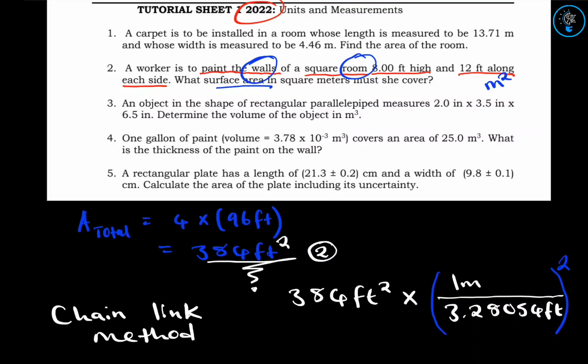So when you multiply 384 times 1, you get 384 divided by 3.28054. And that will give us a value of 117.05 in meters squared. The reason I'm saying it's in meters squared is that I know this part and that part will cancel. So we're going to measure with meters squared. So this one will be our solution for question 2.